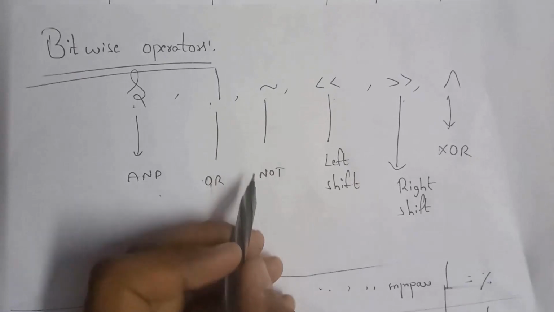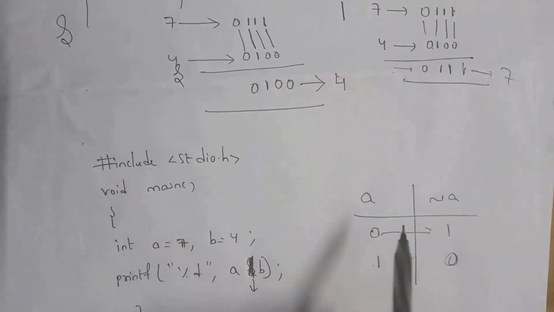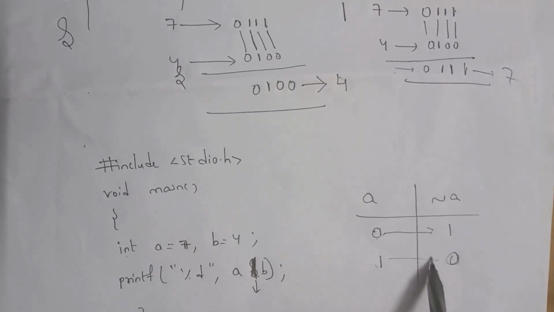Guys, now I will give the table for the bitwise NOT operator. This is the table for the bitwise NOT operator. Here 0 is represented as 1 and 1 is represented as 0. That is just the opposite. This is the table for the bitwise NOT operator.